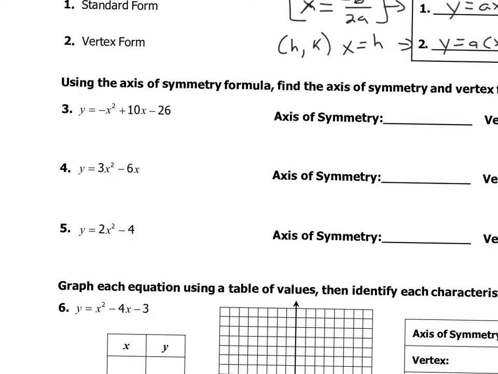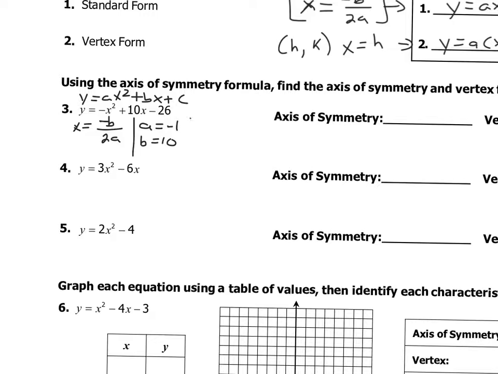So find the axis of symmetry and the vertex for these quadratic equations. Remember, axis of symmetry is x equals negative b over 2a. First, let's label all of our parts. This quadratic is in standard form, which is y equals ax squared plus bx plus c. So what number's in the a position? That would be negative 1. What number's in the b position? That would be 10. And c wouldn't matter when we're finding the axis of symmetry.